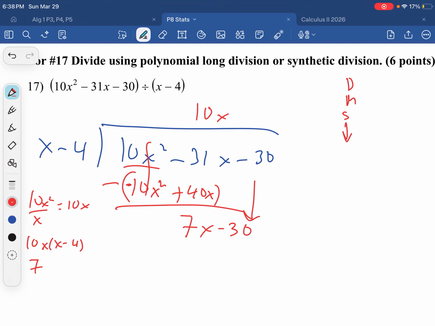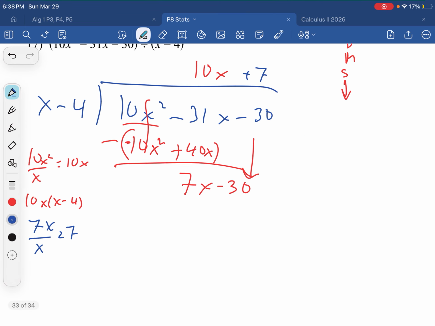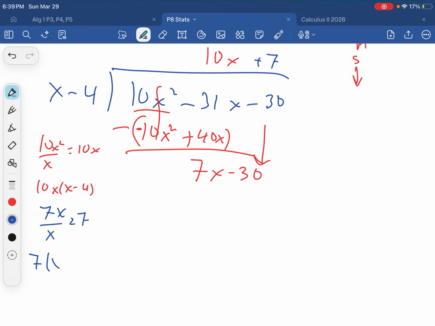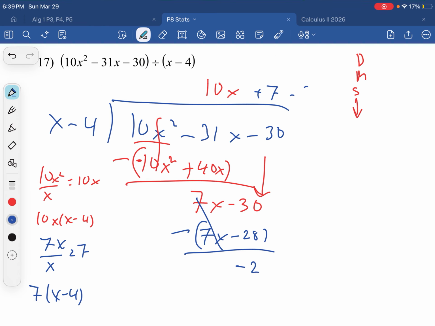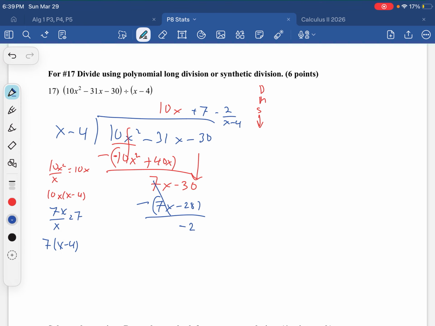I'll do a different color. 7x over x is equal to 7. It's a positive 7, so it's plus 7. 7 times x minus 4 is 7x minus 28. When I subtract, these are eliminated. I'm left over with a negative 2. So write this like minus 2 over x minus 4. So that was the way to do this with polynomial long division.